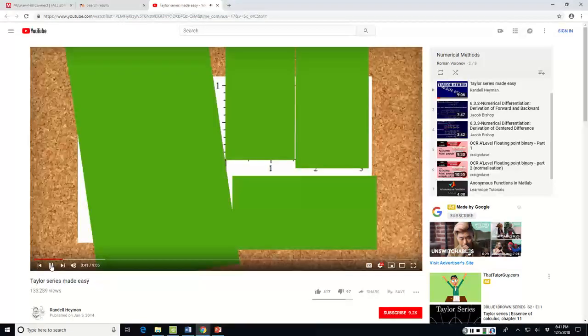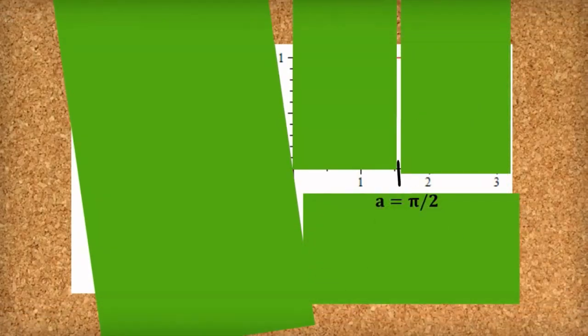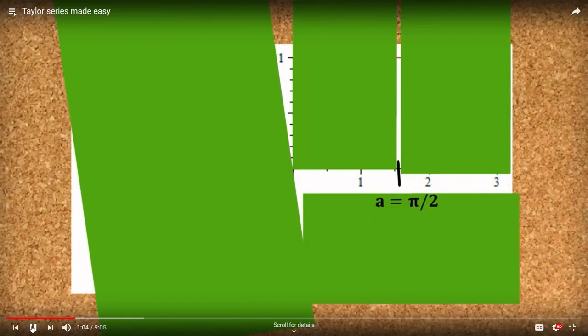To understand Taylor series, imagine this game. I've grabbed a function and pinned it onto cardboard, and then covered up most of the function with green cardboard. In fact, there's only one point that we can see of the function. I'm going to call the x point a equals pi on 2. That's where we go up from, and you can see here that the value of f of a is equal to 1. Okay, so this is the known point.